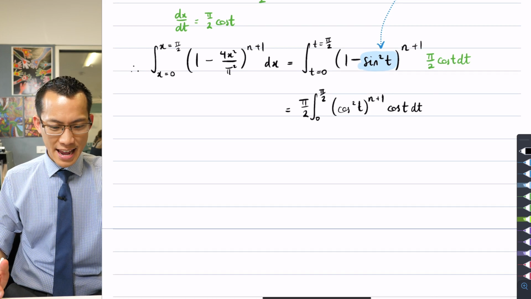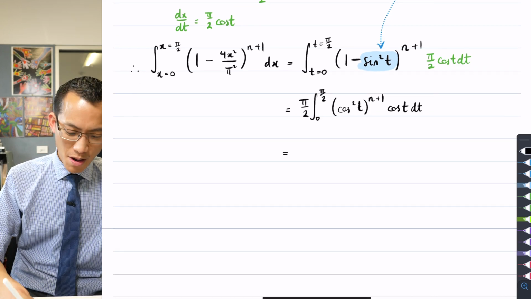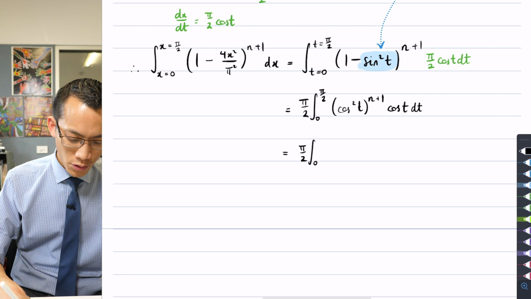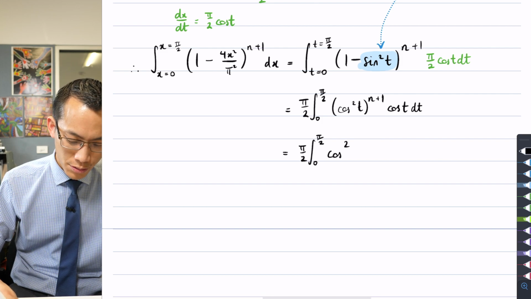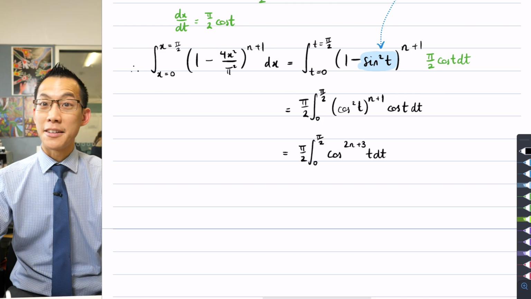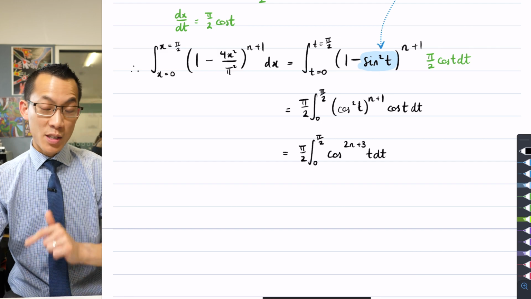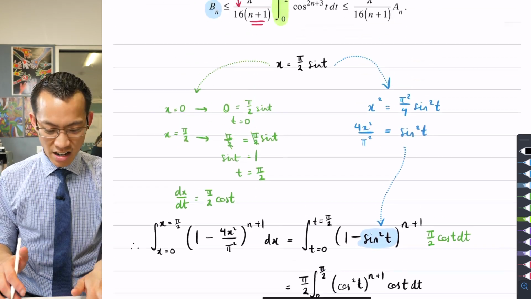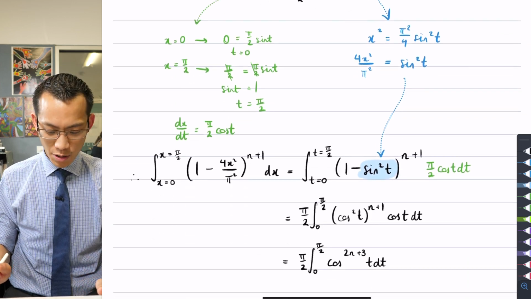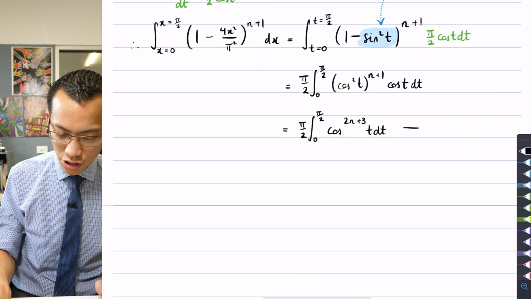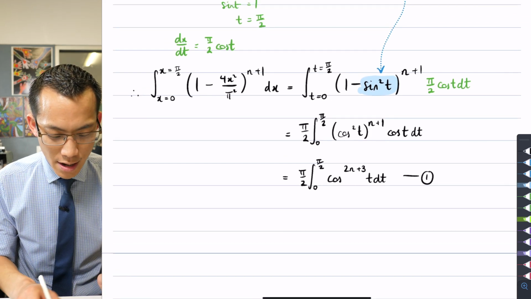Okay, fantastic. Now we can say this is equal to pi on 2, 0 to pi on 2, let's just do that expansion there, cos of 2n plus 3 of t dt. Okay, excellent. Now this is so important because it's this result that I'm going to need to put into here. I'm going to name it, okay? I'm going to call this equation 1, right? And you can see where it's come from.